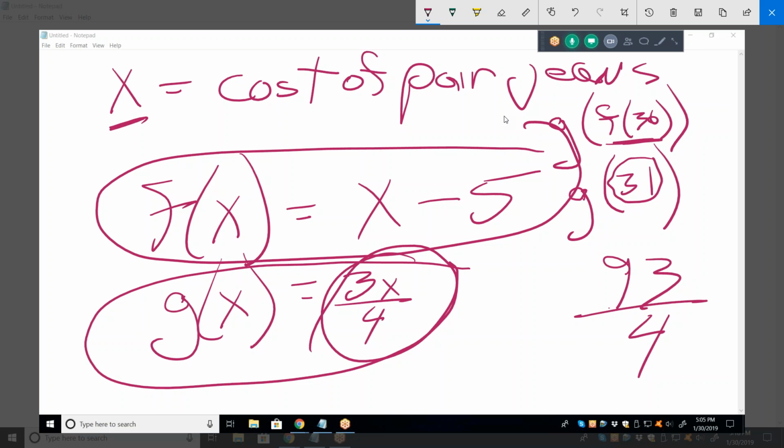That's why I write it out. And it's a good idea to always write it out, because it could be a couple of things. It could be the cost of a pair of jeans, or it could be the number of pairs of jeans that one has. So it's really important to put that description on it right there. It is the cost of a pair of jeans. So f of 36 means x is 36, so the cost of the jeans is 36. So f of 36 is 31 because you get to apply your $5 coupon.